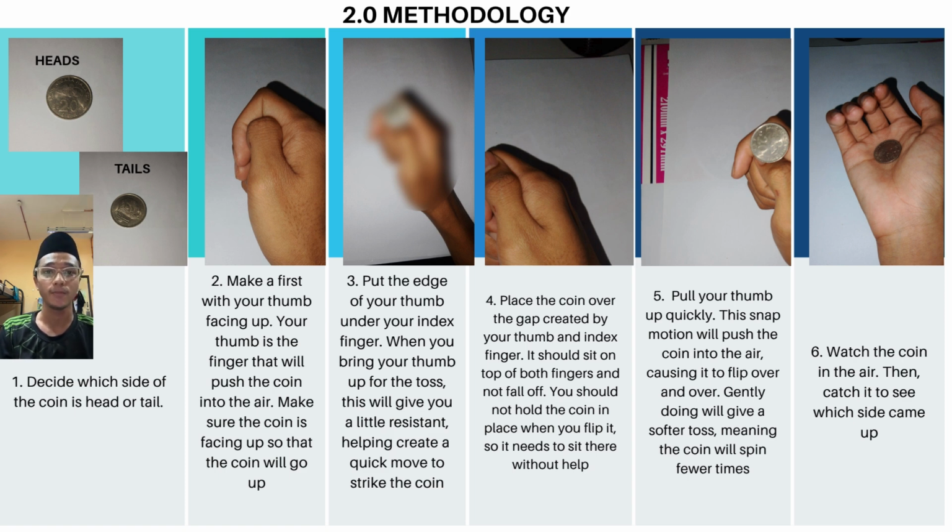And number 5, pull your thumb up quickly. This snap motion will push the coin into the air, causing it to flip over and over. Gently drawing will give a softer toss, meaning the coin will spin fewer times. And the last step of the method to toss the coin is to watch the coin in the air, then catch it to see which side came up.